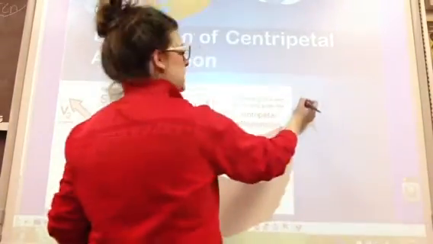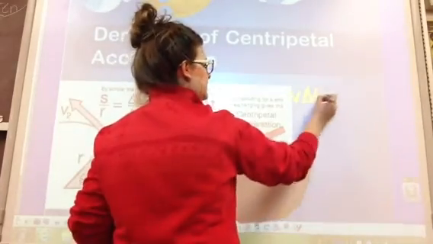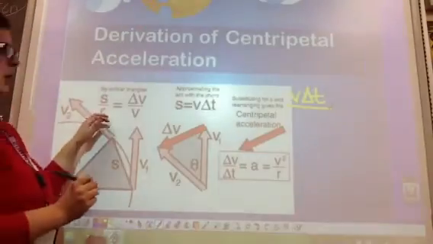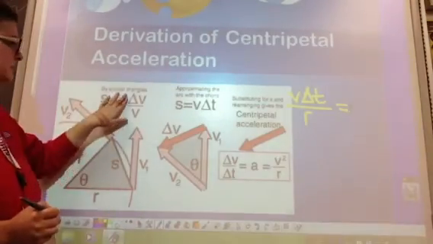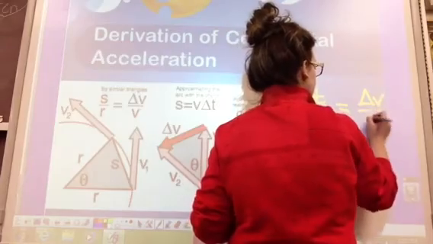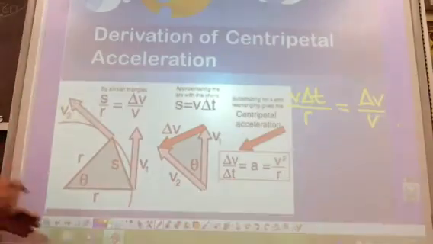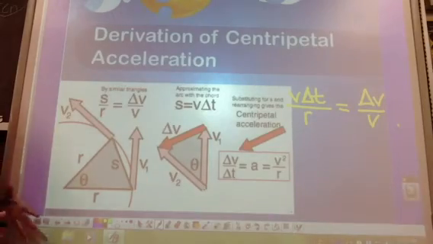I would end up getting v delta t over r, and that's going to be equal to delta v over v. Well, how does this get me to centripetal acceleration?